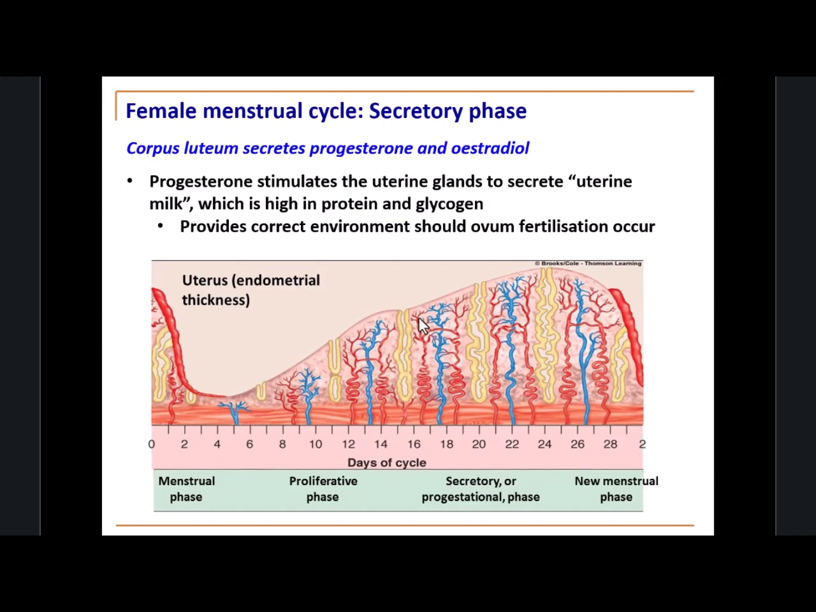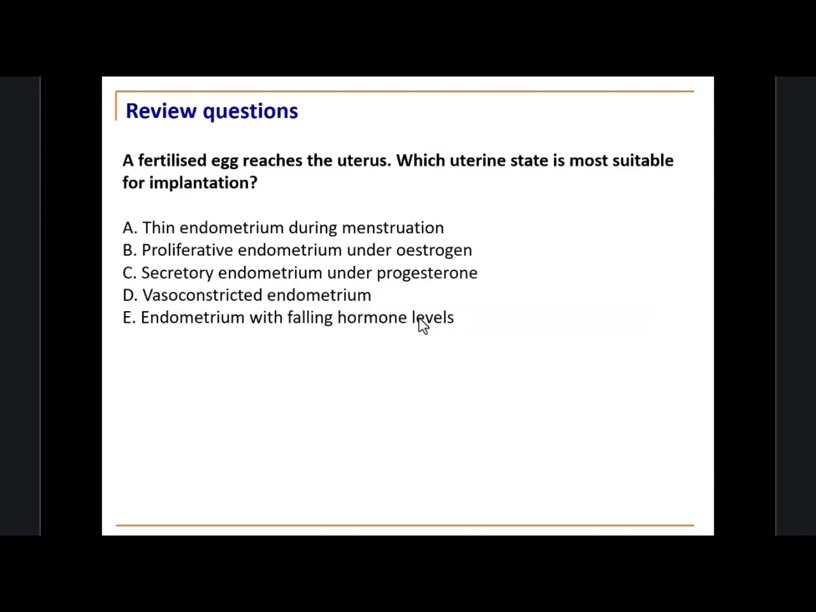Okay, so we'll have another little question just to make sure you're all with us. So press pause. A fertilized egg reaches the uterus. Which uterine state is most suitable for implantation?